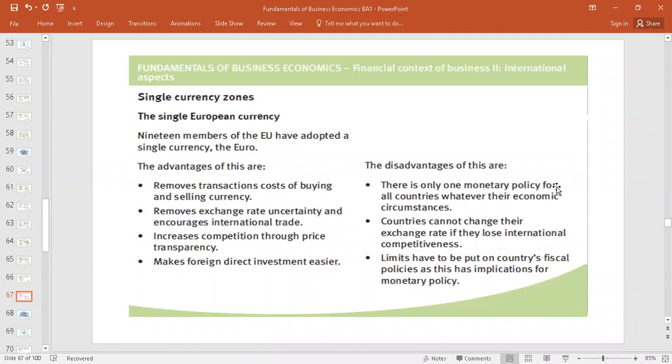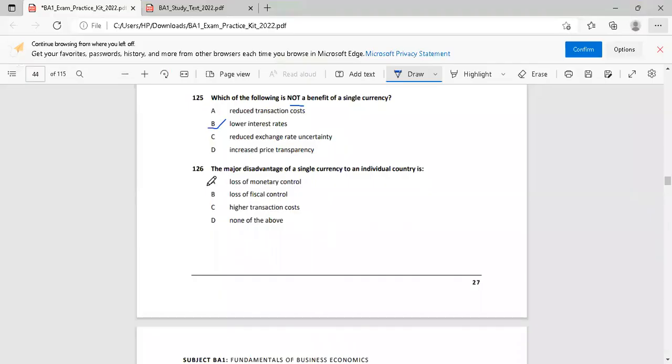There is only one monetary policy, so therefore they cannot make any changes. So there is loss of monetary control, because there is only one monetary policy, irrespective of the country, whatever the circumstance or situation, they still have only one monetary policy. So they cannot have a hold on the monetary policy. So loss of monetary control.